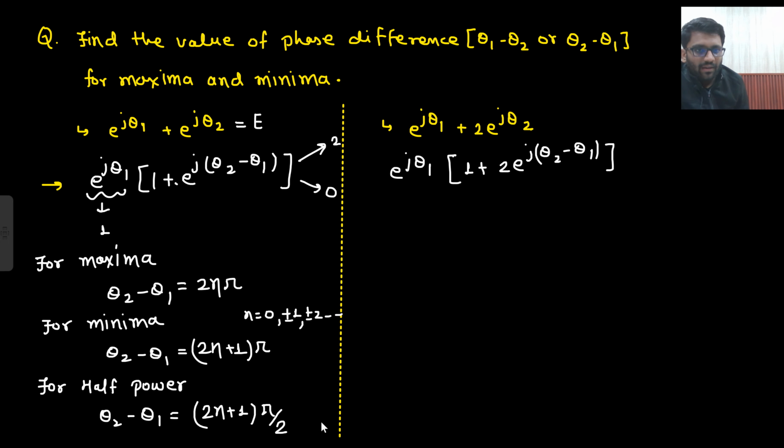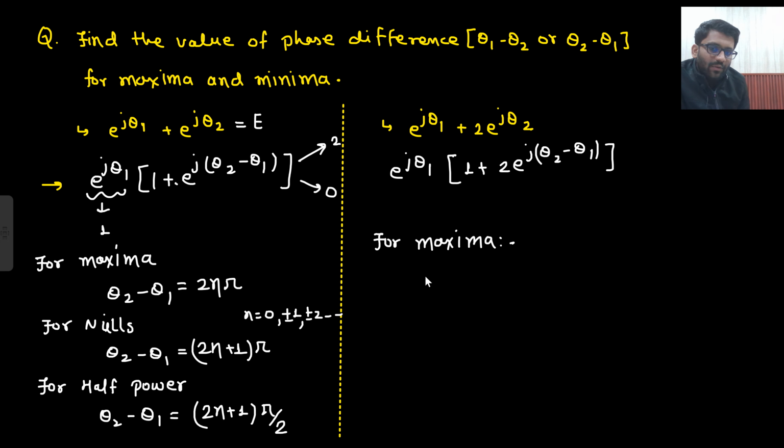Right? Here can I call minima as null? Because we are going to study about antennas, and in antenna what do we have? Null. That means 0 power. 0 power point is known as null. So for antennas I can call it null. So for maxima what will be the condition?